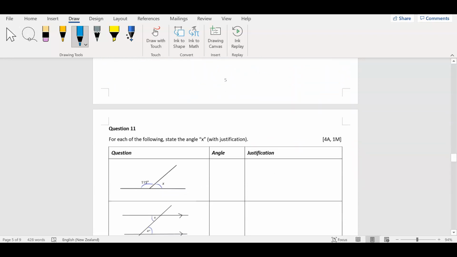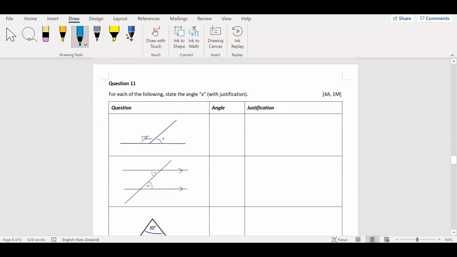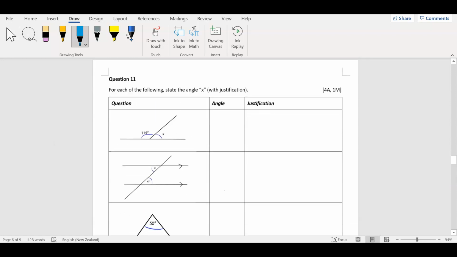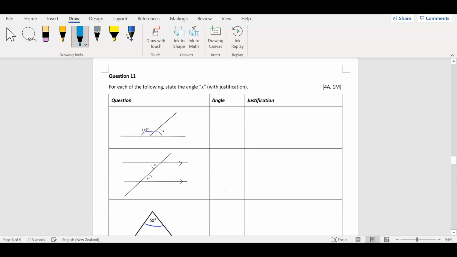So we're moving down, question 11. We're now onto the geometric reasoning part of it. So these are pretty rapid fire questions. We should be able to get through them pretty quick. For each of the following, state the angle X with justification. And there are 5 questions. The top 4 were all worth achieved. The last one was worth a merit. So let's get into them.